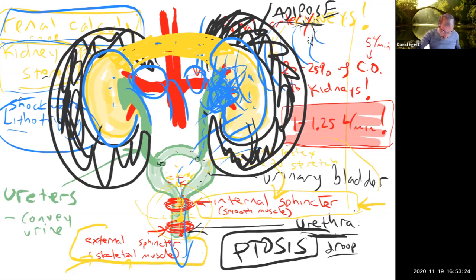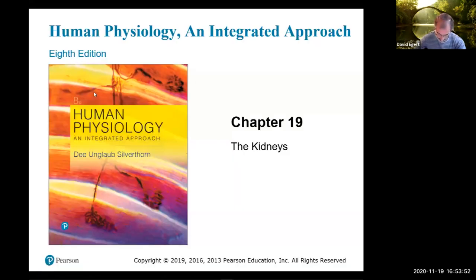So what we're going to do now is look at the kidneys and figure out what's going on in the kidneys. It probably makes sense here to look at some pictures from our textbook, because it'll give you a good overview. I will upload these onto the Canvas, so you'll have them.